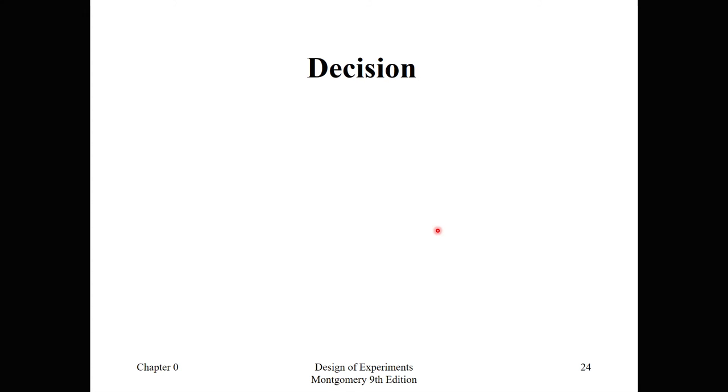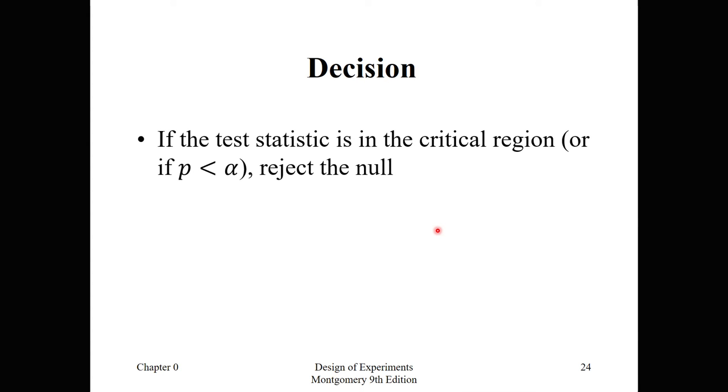All right, and for the decision, the decision is just the same as last time. We find the critical region, and if the test statistic is in the critical region, then we reject the null. And if p is less than alpha, if we're using the p-value approach, then we reject the null. If not, we fail to reject the null, and that's kind of it. It's not any more complicated than it was with our t-distribution. The only change is that the critical value has changed.